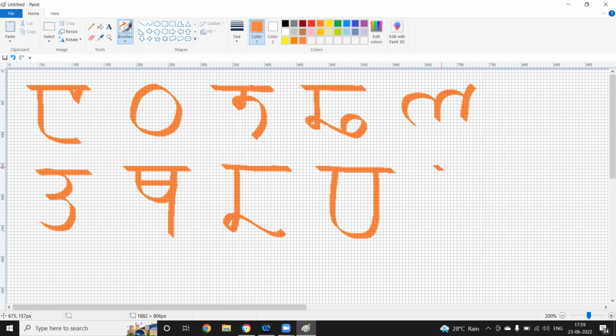Then the last one was na. You can either start from the center or you can start a little towards the right hand side so that you have less extension towards the right hand side of the shirorekha, and you get enough space here to draw this middle line. This is na.